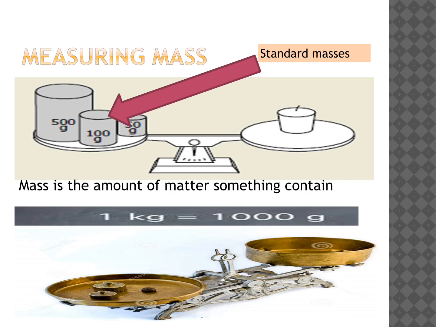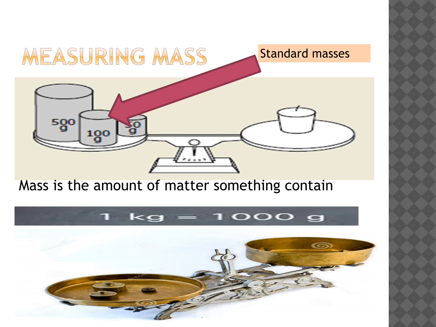Mass is measured in a unit called gram and kilogram, as you can see right in front of you. So what is mass? Mass is the amount of matter something contains. You already learned about this, but I'm just refreshing your memory. The units that we use to measure mass are grams and kilograms. A small paper clip has a mass of about 1 gram.